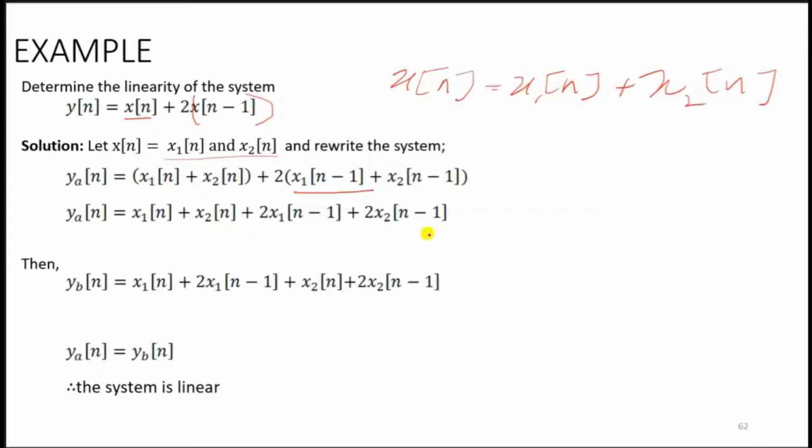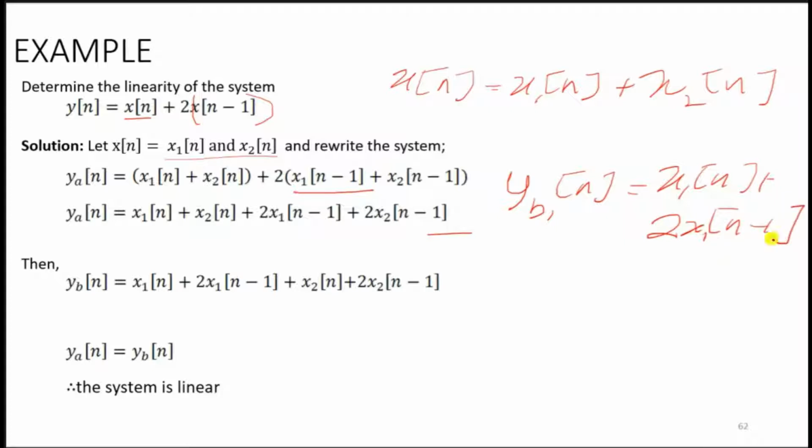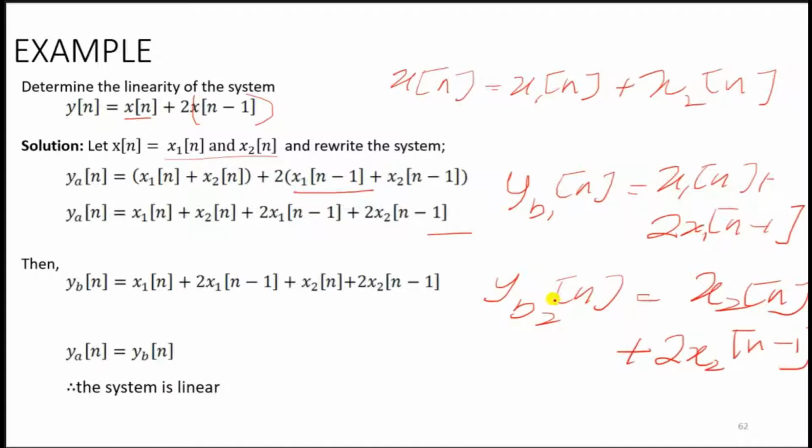Once you expand, leave it there, and then you do the second part, yb[n]. yb[n] is similar, so you do yb1[n] = x1[n] + 2x1[n-1], yb2[n] = x2[n] + 2x2[n-1], and then you combine the two: yb[n] = yb1[n] + yb2[n].